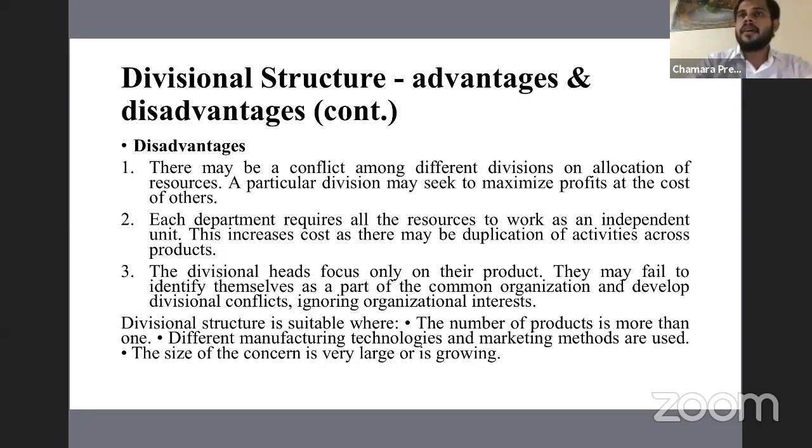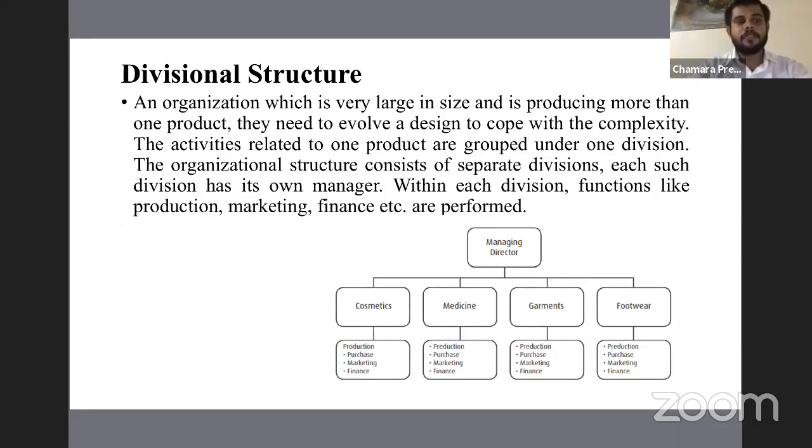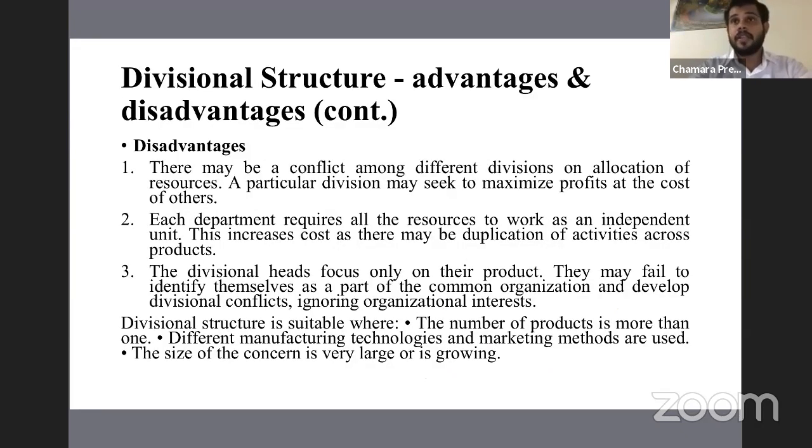Another disadvantage: each department requires all the resources to work as an independent unit. This increases cost as there may be duplication of activities. If you look at this, each and every division has separate departments of production, marketing, human resource, and finance. So when we have all these under different divisions, it will require all the resources, right? We need to allocate all these resources separately for all these divisions, so it sometimes adds to the cost.